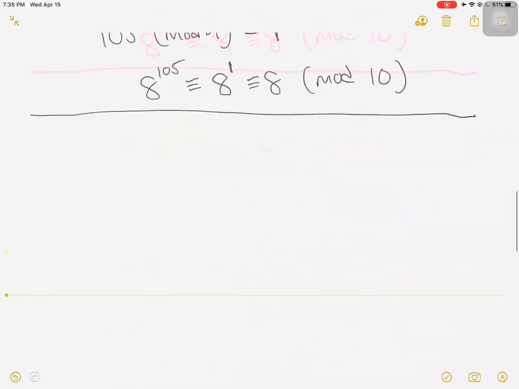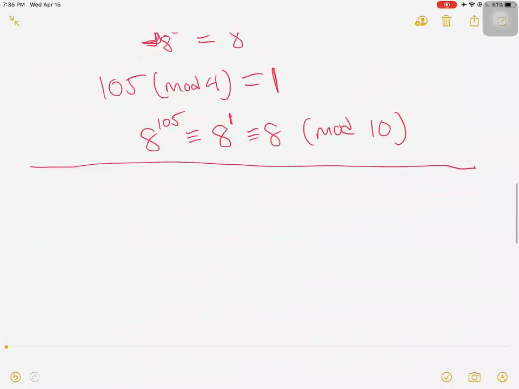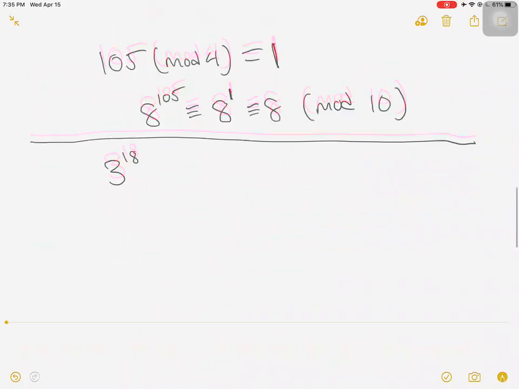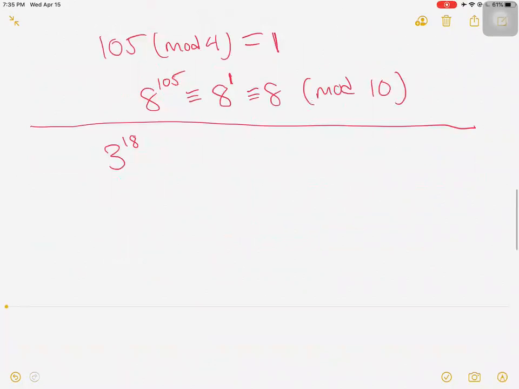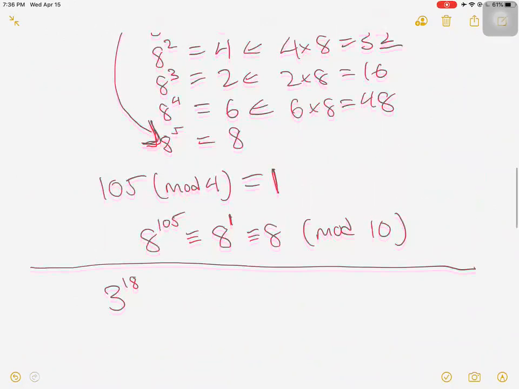Okay, I'm going to let everyone else try the last part of the product, which is 3 to the 18. Can you guys try finding the last digit of 3 to the 18 using the same method we did here?